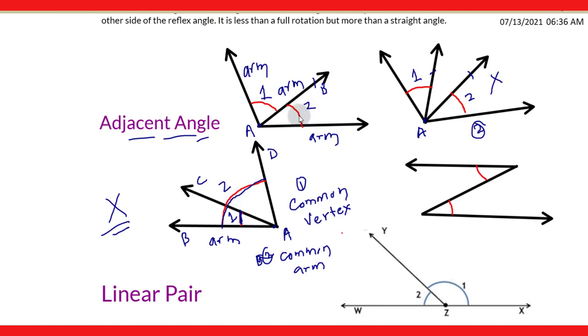So here are the three conditions we have seen: it should have a common vertex, it should have a common arm, and it should not be overlapping. Now see this fourth situation.